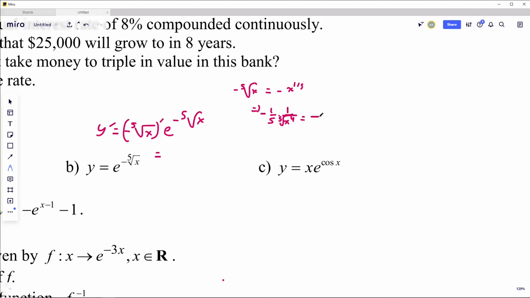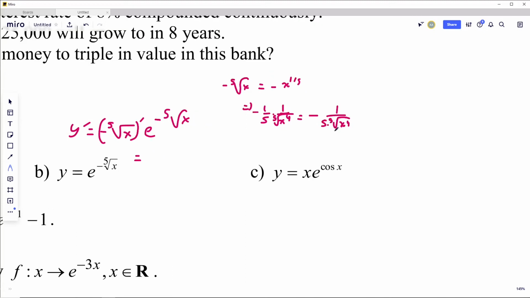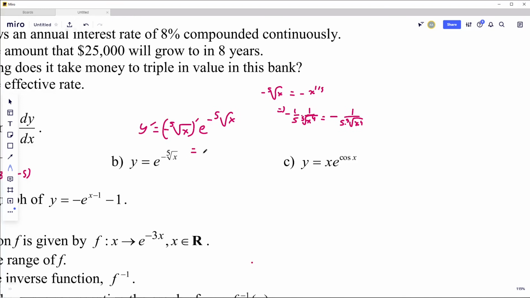So let me rewrite it. You're going to have 1 over 5 times the fifth root of x to the power of 4. Minus 5 times this, so let's write that. So minus 1 over 5 times the fifth root, because there are so many 5s, it will confuse you, of x to the power of 4, times e to the power of minus, as we said here, fifth root of x.